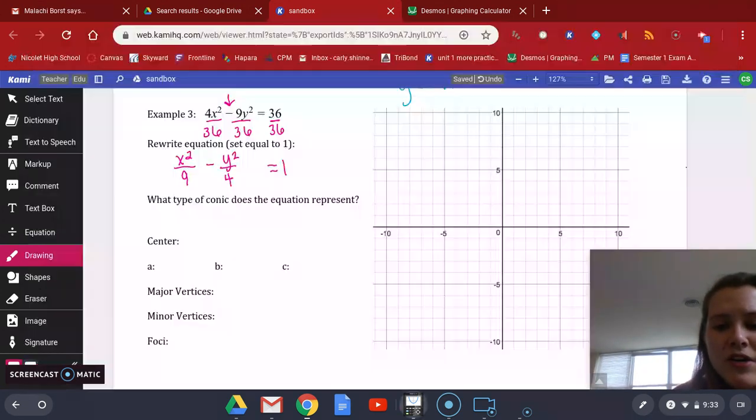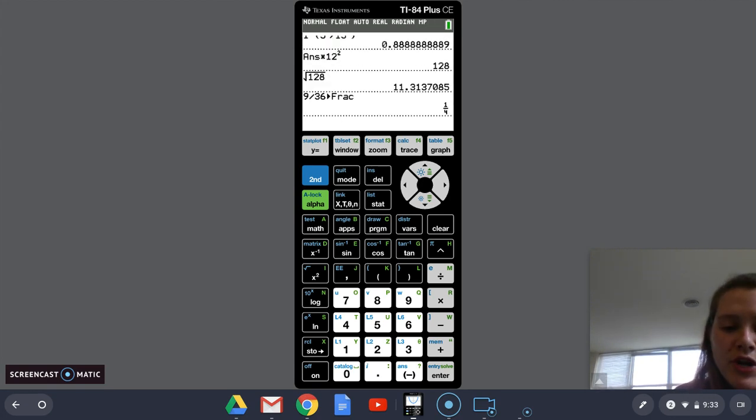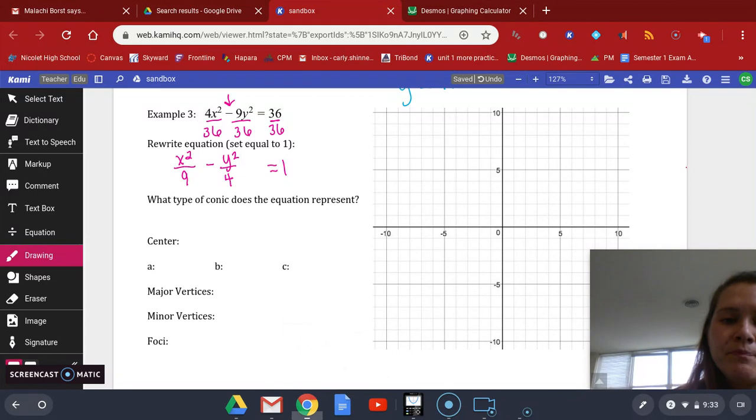And just as a reminder, if you're like, I don't know fractions, remember the trick: Math and then frac, and it will reduce that fraction for you. So there's my hyperbola. Now I see it in clear form.